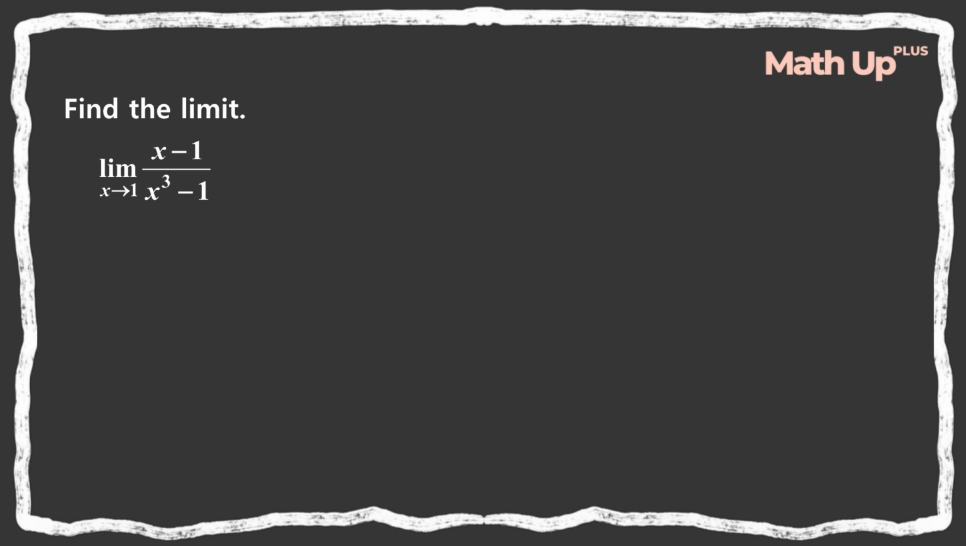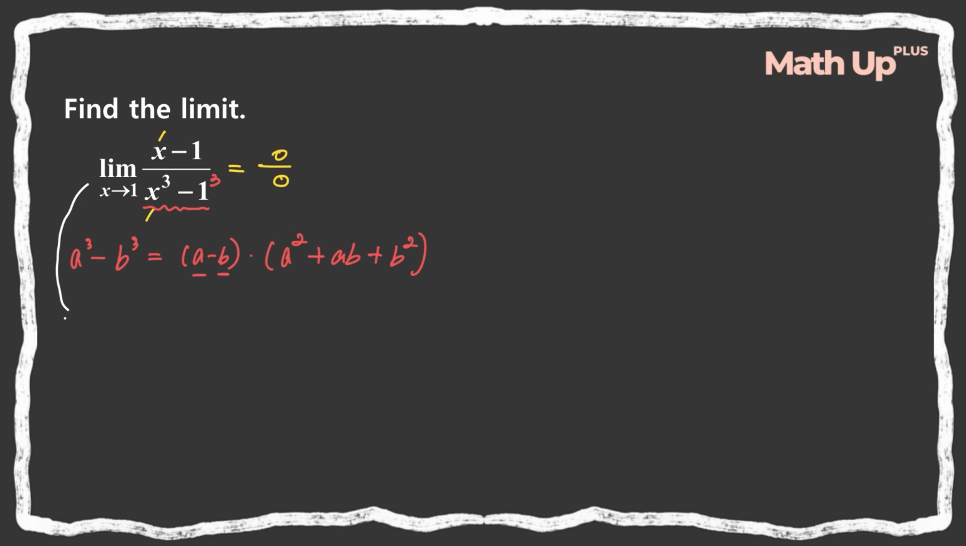Here we have limit as x approaches 1. So if we substitute 1 for x, this is going to be equal to 0 over 0, right? So what we have to do is factor the denominator, right? Since the denominator can be considered as x cubed minus 1 cubed, we can use this formula: a cubed minus b cubed is equal to a minus b times a squared plus a times b plus b squared, right?